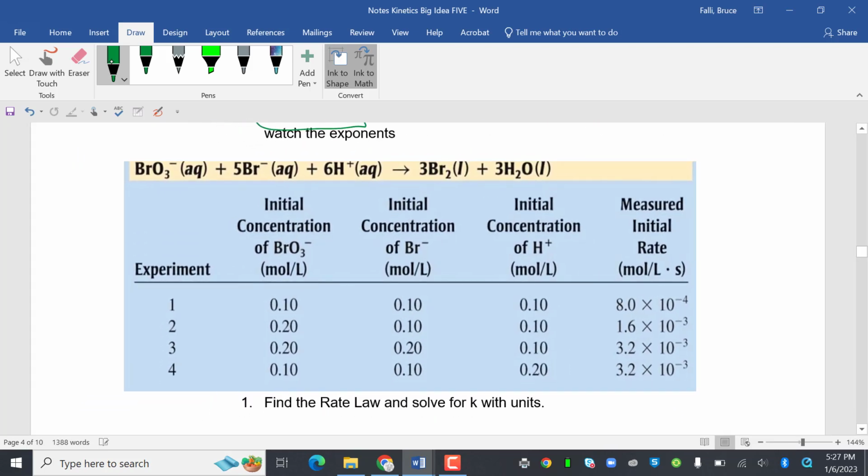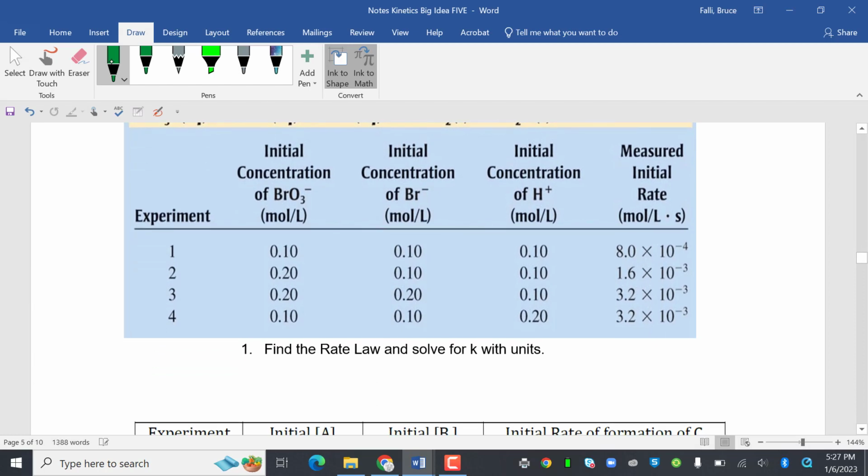Another one. Woof. Solve for the rate, find the rate law, and solve for K with units. So rate... that's weird. I'll try and rewrite that one. Rate equals K times BrO3 negative, Br negative, H positive.